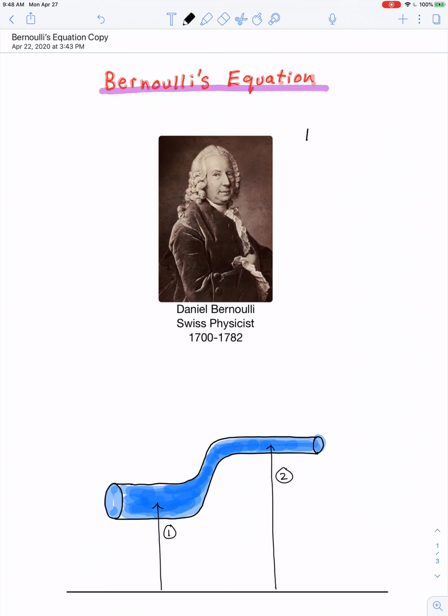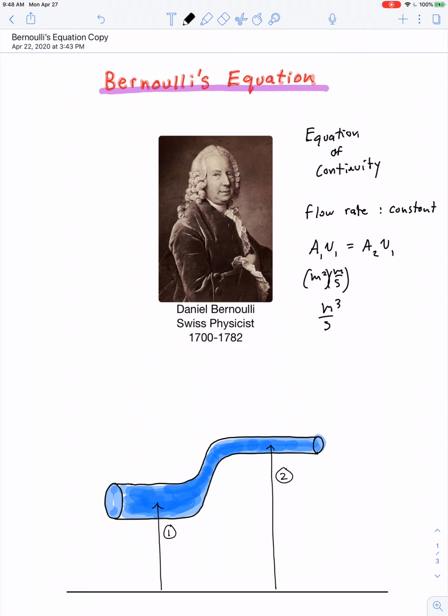In our last video segment, we brought up something known as the equation of continuity. The equation of continuity says that flow rate is constant. And we can express that mathematically by saying the product of area and velocity at any point remains constant. That would be square meters times meters per second, which would give us cubic meters per second, and that's a pretty good unit of measurement for expressing something like a flow rate.